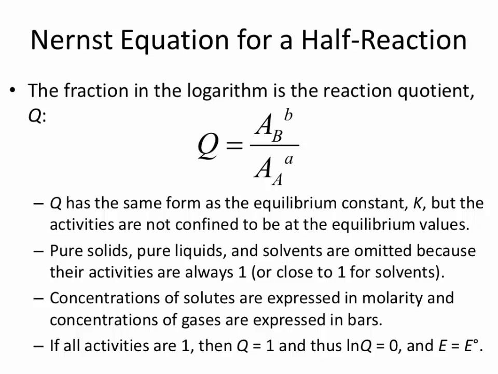And if all activities are 1, then Q equals 1, and thus the natural log of Q equals 0, and that means that E is equal to E naught. That is, the cell potential is equal to the standard cell potential. Which of course makes sense, because if all of the activities are 1, then everything is at its standard state, and that means that the cell potential should be equal to the standard cell potential.